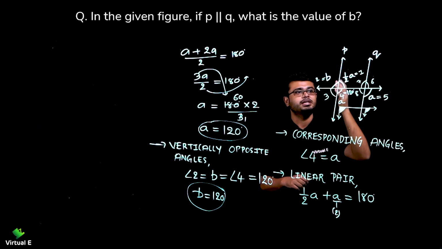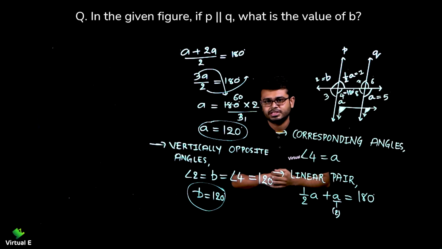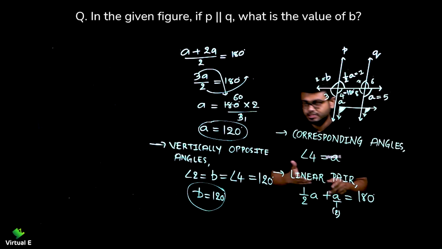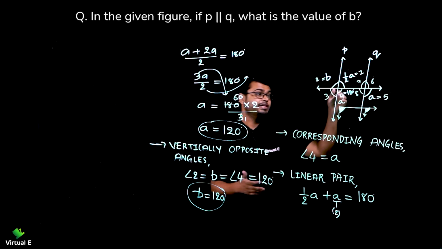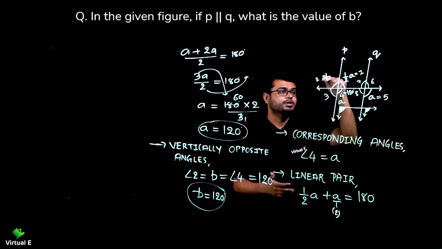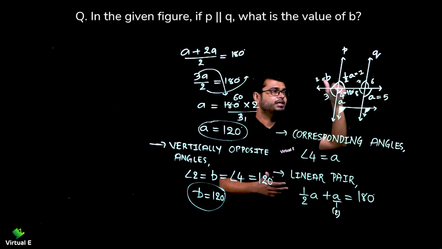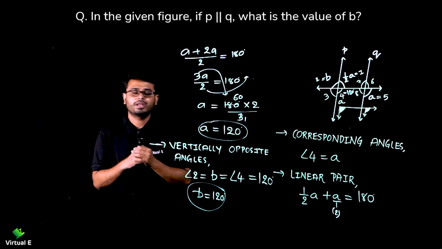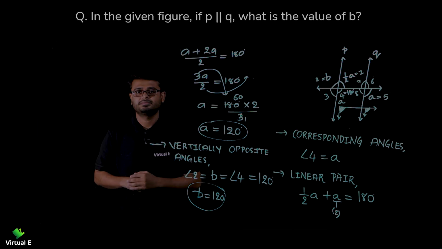Afterwards use the property, maybe linear pair or vertically opposite angles. In this case, 1/2 A and A form a linear pair. So get the value of A. Afterwards we can see that 4 and B are vertically opposite. So this is 120, so the value of B will be 120. So this is how we find the unknown angles in the given transversal.